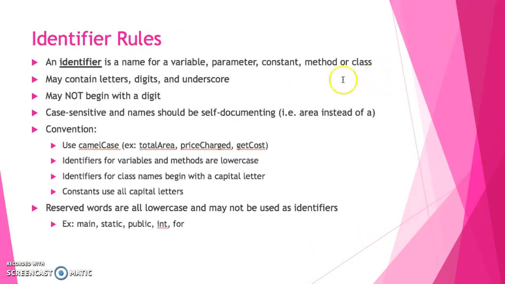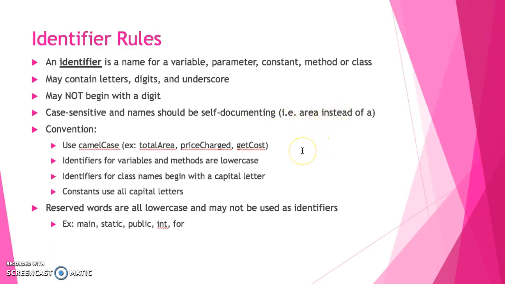Identifier rules. We want to make sure we are comfortable with all of the different rules for naming variables, parameters, constants, methods, or class names. So we can have letters, digits, or underscores. We cannot begin with a digit. And names are case sensitive. They should be self-documenting, meaning that they should describe what they are.